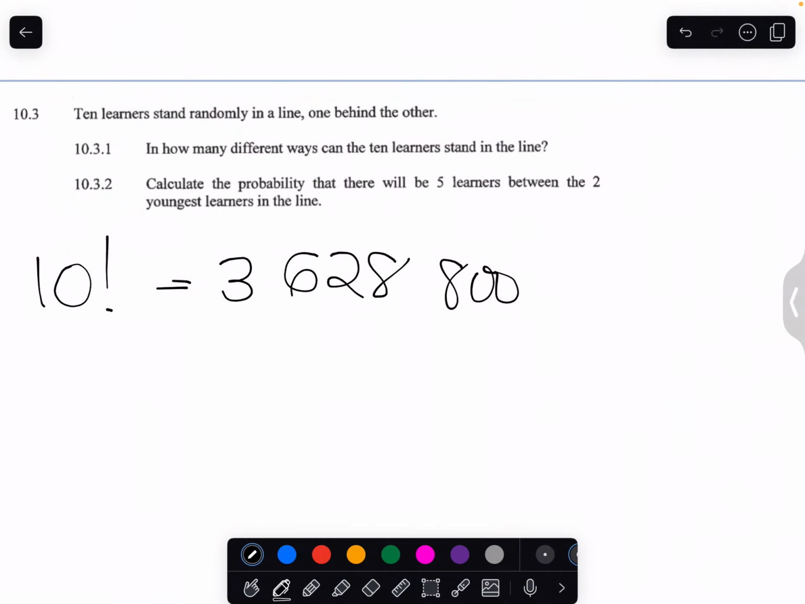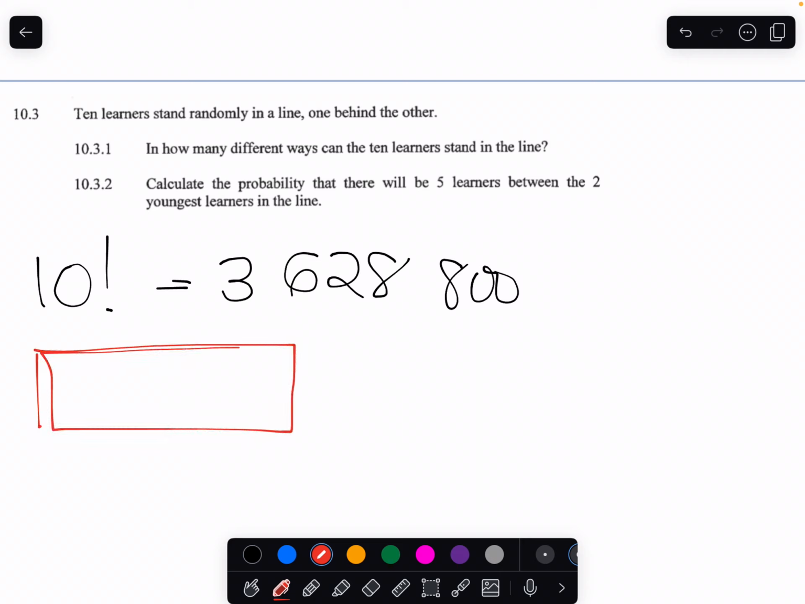Lots of arrangements. Okay, calculate the probability that there will be 5 learners between the 2 youngest learners in the line. Okay, right. So let's see. The 2 youngest learners. Okay, so there's 10 learners.